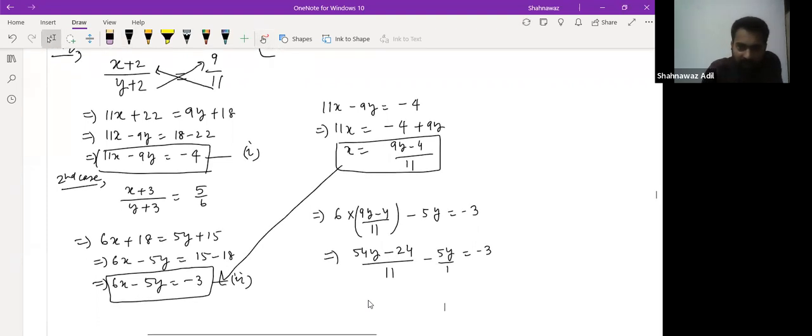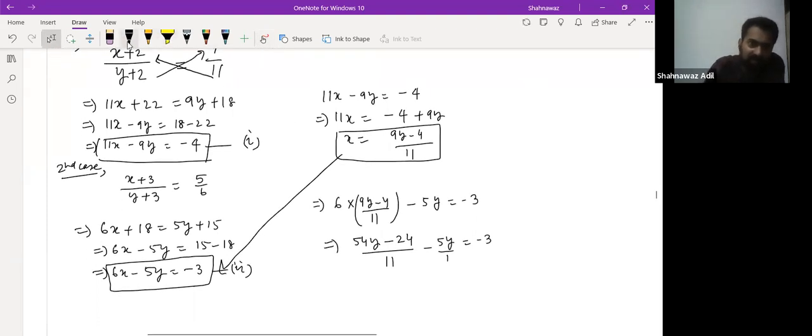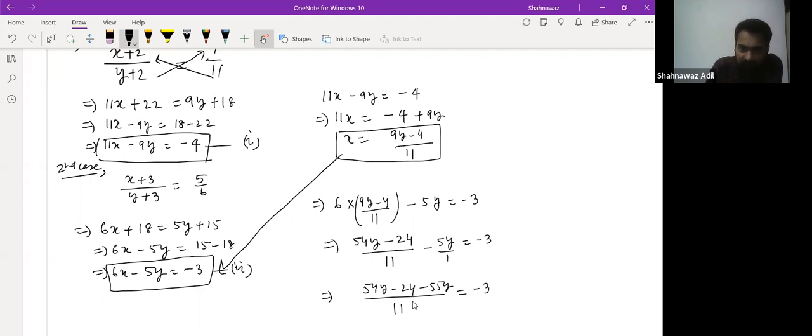Now, LCM, right? Yes. So 11 goes here. This 11 is 1, so 54y minus 24, and 1 divided by 11 is 11. 11 into 5 is 55. So 55y is minus 3, right? Yes. So this goes here.